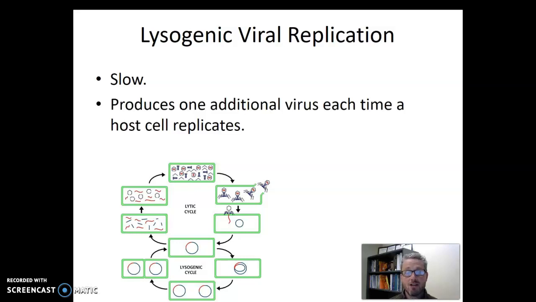All right, the lysogenic life cycle also only produces one additional virus each time the host cell replicates. So again, when this bacterial cell becomes two cells, we now have two viruses. But each generation here only produces one additional virus. Remember, the lytic life cycle could produce hundreds of viruses in one generation.